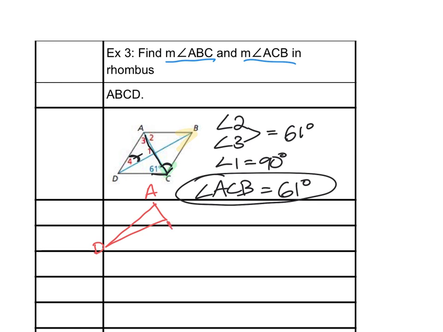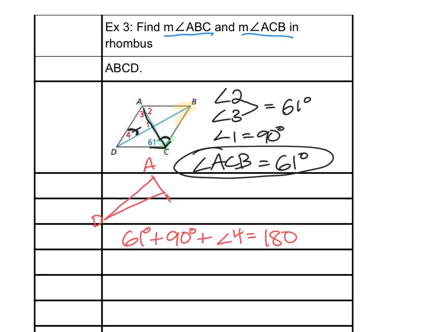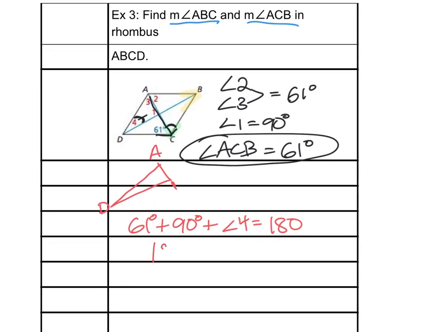We know angle A is 61 degrees. We know that angle 1 is 90 degrees, so we know that this last angle, which we're going to call angle 4, those three angles have to add up to 180. So when I add these up and solve, I get 151 degrees plus angle 4 has to equal 180, which means angle 4, if I subtract 151 from both sides, I end up with 29 degrees.